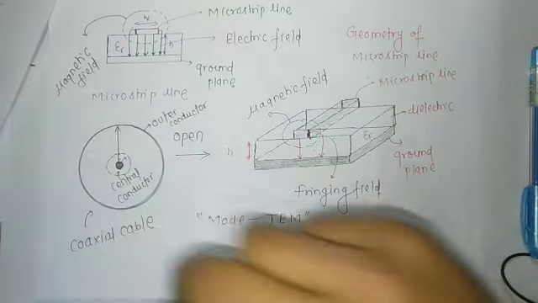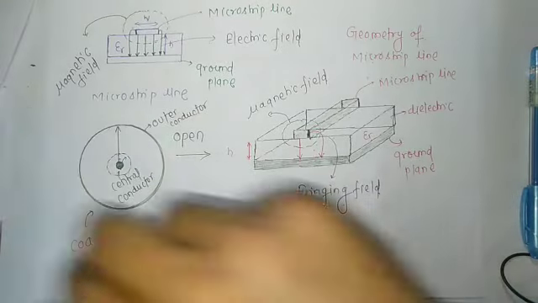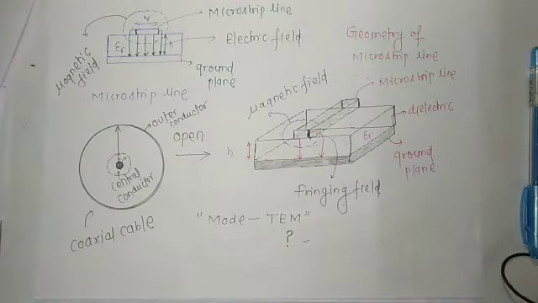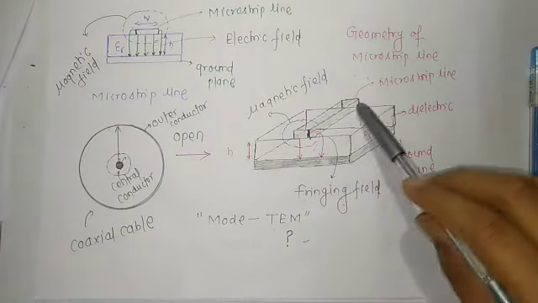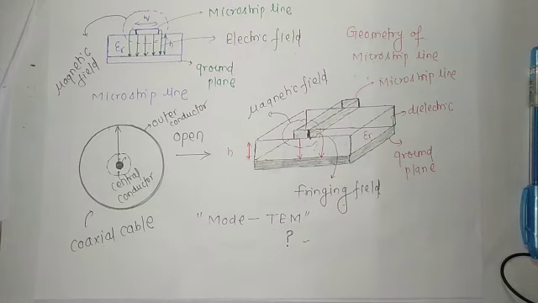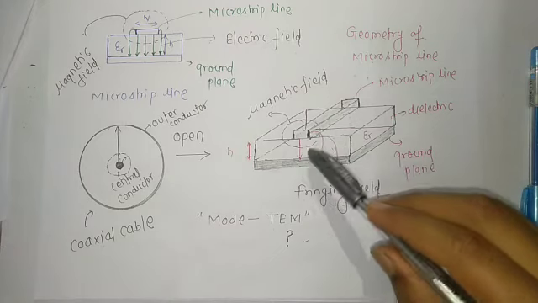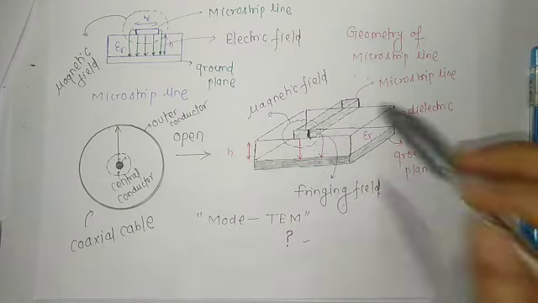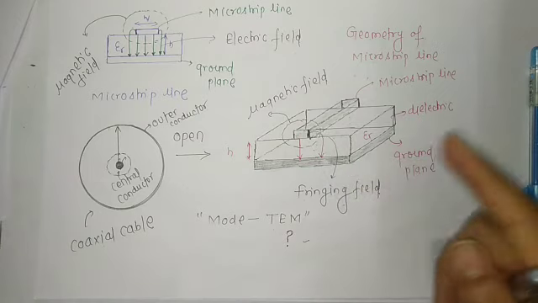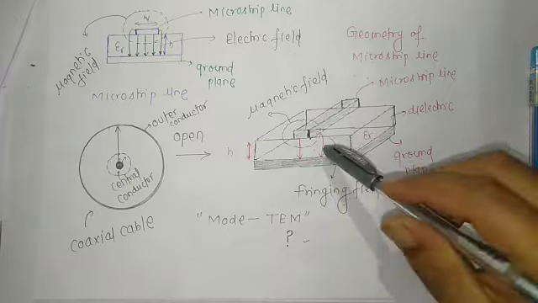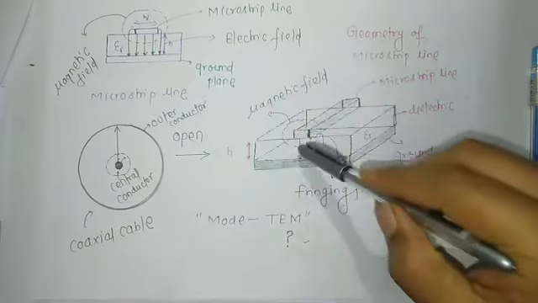Now look at the microstrip line. Microstrip line is an example of a planar transmission line. This is the actual view of the microstrip line. The electric field starts from one conductor and terminates on another conductor. If current is flowing like that, the magnetic field will be in the form of a loop. So this is the front view of the microstrip line.